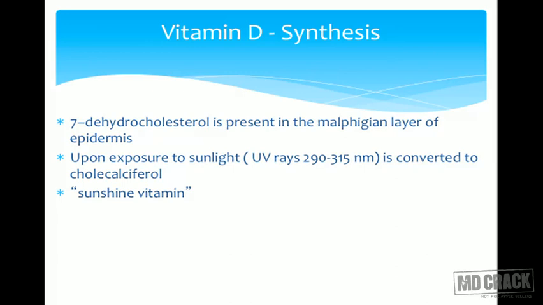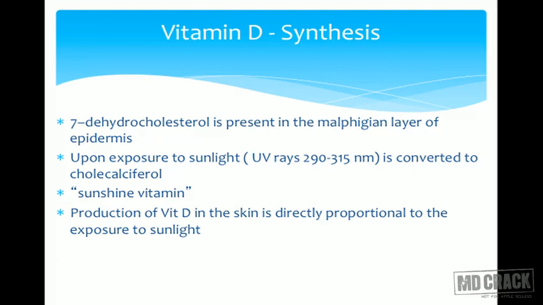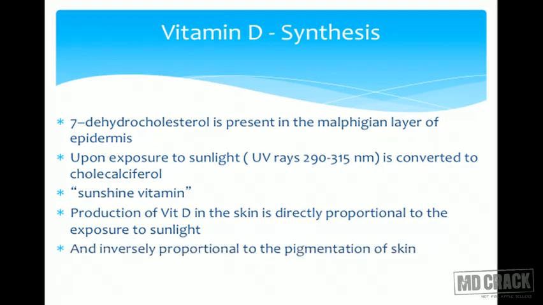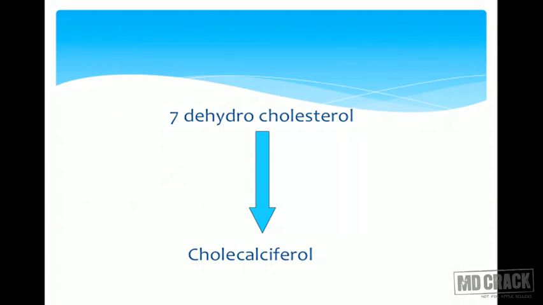Since UV rays and sun rays are involved in this conversion, vitamin D is also called the sunshine vitamin. Now, production of vitamin D is directly proportional to the amount of sunlight exposure, or how much time the exposure to sunlight is there, and the pigmentation that is present on the skin. The more the pigmentation, the lesser the formation of vitamin D. So let us look at how it is happening, 7-dehydrocholesterol to cholecalciferol. It is mainly done by UV rays and sunlight in the skin.